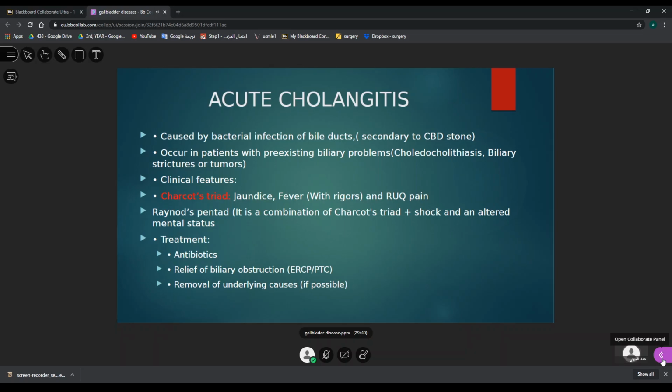Good. So treatment is antibiotics, relief of biliary obstruction by ERCP or PTC, and you will understand what ERCP and PTC are, and removal of the underlying cause if possible.